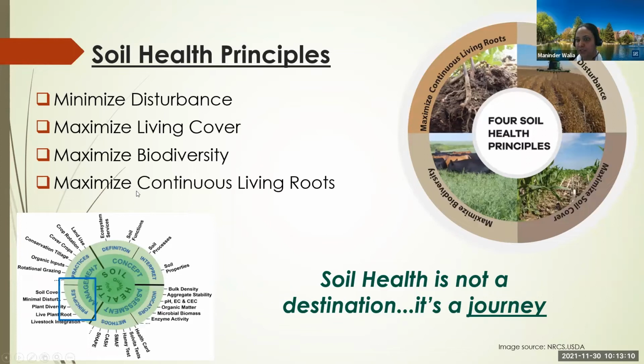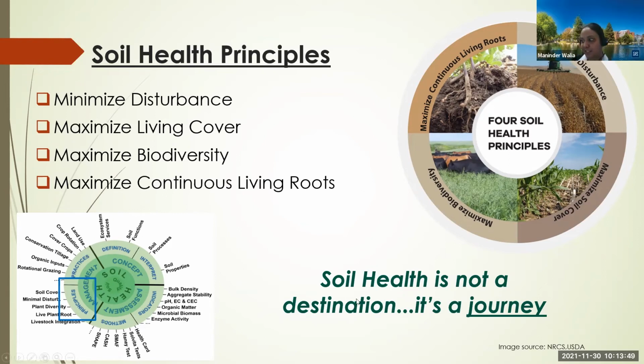The last and fourth one is maximizing the time and distribution of living roots in the soil. In this, the goal is to have growing plants for as much of the year as possible. And it is important to note that all these practices are applicable to all crops. Some operations will benefit from just one soil health practice, while others may require additional practices to maximize the benefit. So these are applicable to crops or rangelands. It follows the same soil health principles.